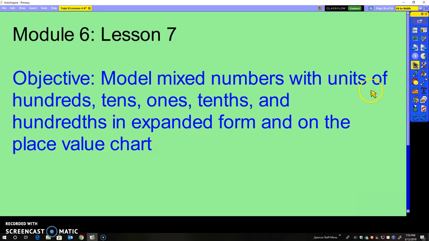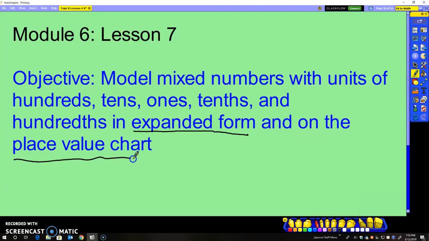We're going to be using expanded form, that kind of special expanded form that we started a few days ago. And we're going to be putting our numbers in a place value chart. Shouldn't be too bad today, but lots of models to draw, so take your time on those. And if I'm going too fast for you, please make sure you're pausing and getting those notes really nice.